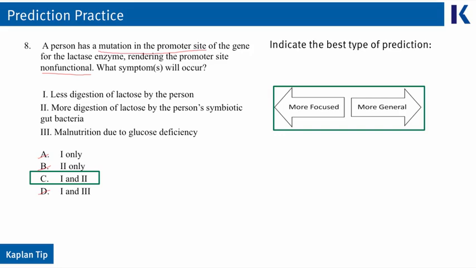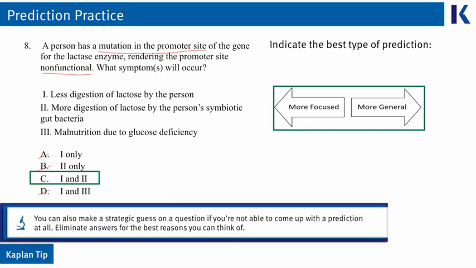So we've looked now at the difference of when to make a more focused prediction versus when to think more generally about the science. But as the Kaplan tip on the bottom of your page points out, there is a third option. When neither of these two options seems like a good choice, or when it's difficult to come up with a prediction, we can always use strategic guessing to arrive at an answer. But use strategic guessing, not random guessing. Knock out answer choices that you know to be incorrect, and then eliminate other answers for the best reasons you can think of.